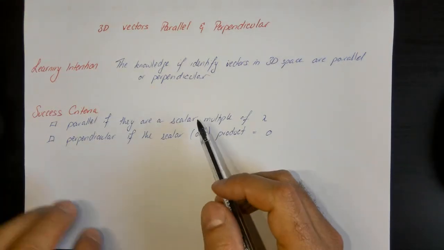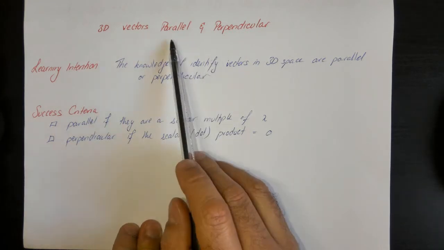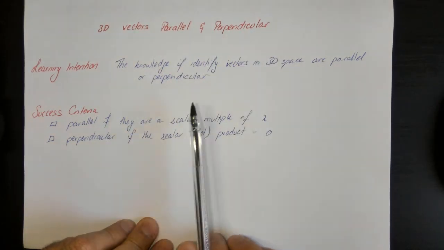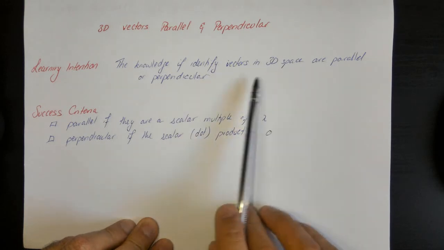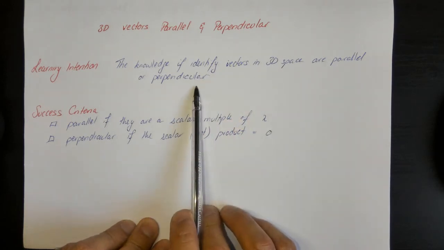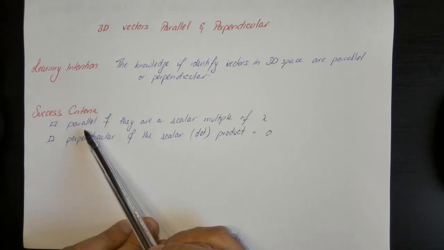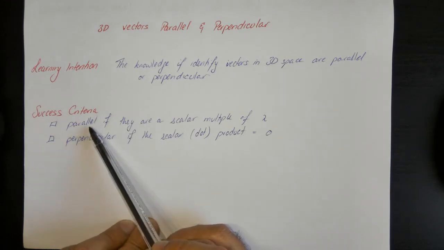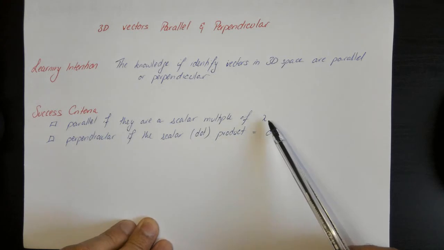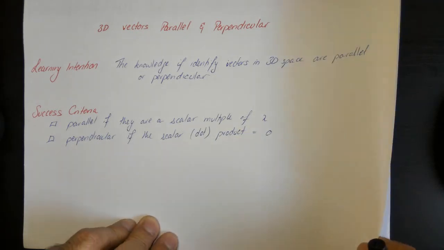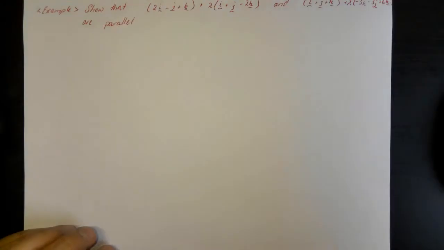Okay, so today we're looking at 3D vectors to see if two vectors are parallel or perpendicular. Our learning intention is to gain the knowledge in identifying if vectors are parallel or perpendicular in 3D space. To be successful, we've got to remember that if the vectors are parallel, they'll have a scalar multiple of lambda. And if they're perpendicular, then the scalar dot product will equal 0. We'll do some quick examples.